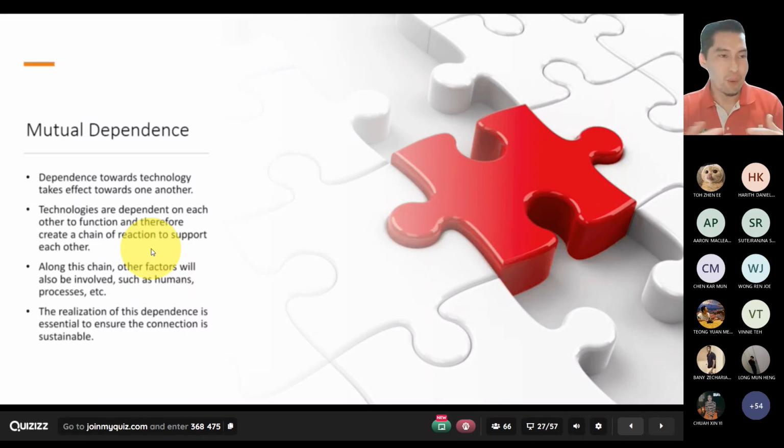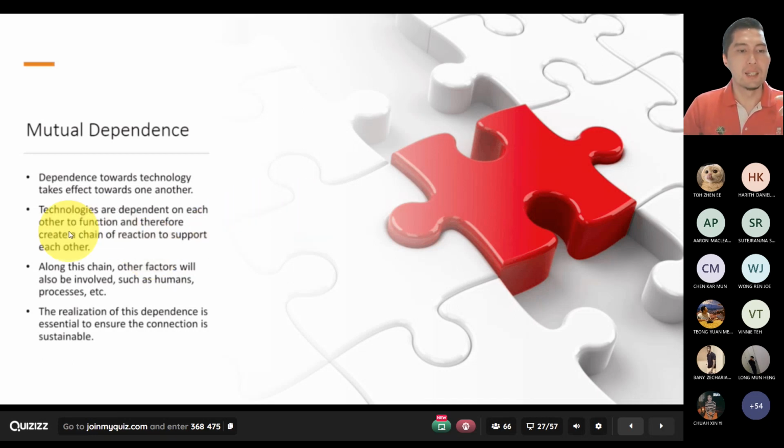We used to come from a time whereby a 1 megabyte internet line is sufficient, or a 2 megabyte line, or a 5 megabyte or 10 megabyte line is sufficient. But you notice that it's not anymore today, right? So that dependence of technology on each other also helps to affect each other as well, right?